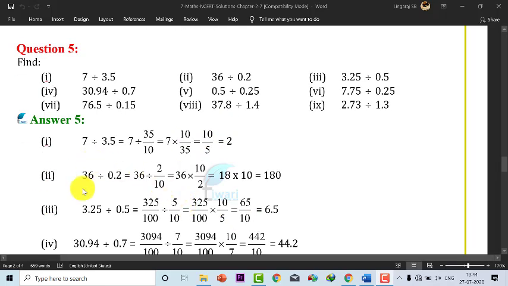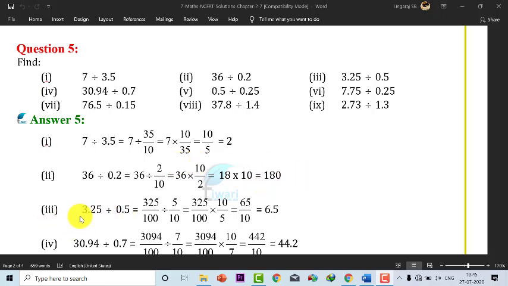Next we move to question number 2 here. So the given question is 36 divided by 0.2. So take the fraction form of 0.2, it will be 2 by 10. Then 36, the dividend, we can write as it is, and the inverse of division is multiplication, and the reciprocal of 2 by 10 is 10 by 2. So there are common factors in the numerator and denominator. 2 ones are 2 and 2 eighteens are 36, so we can cancel. So 18 into 10 is 180.